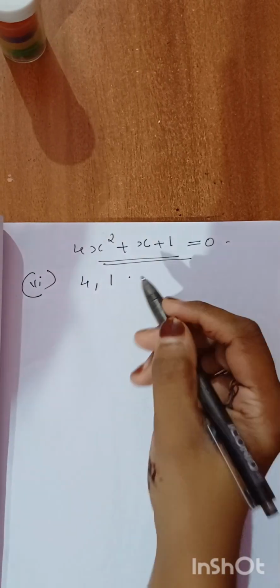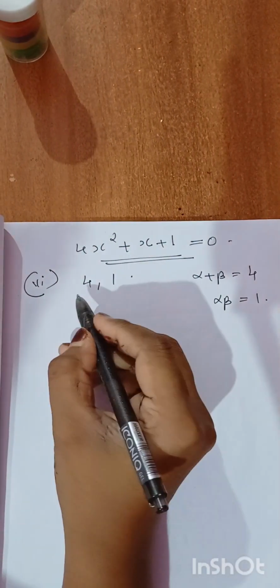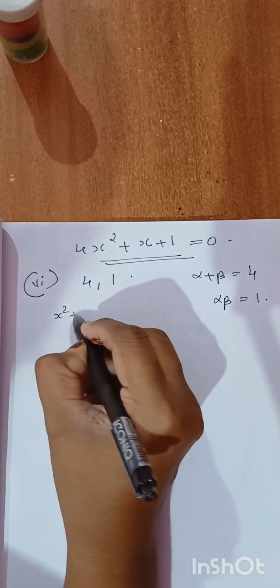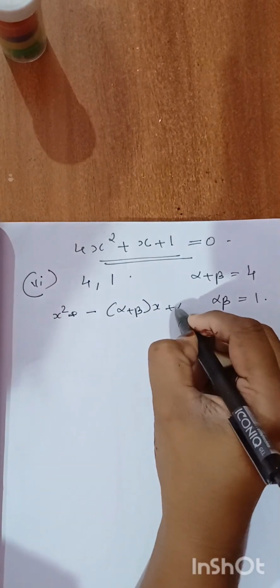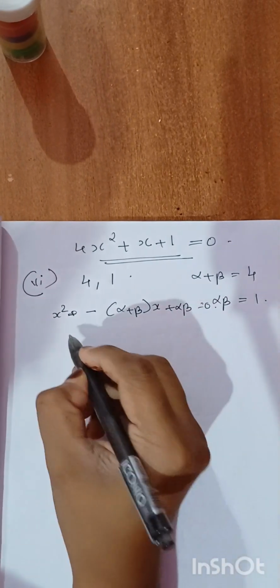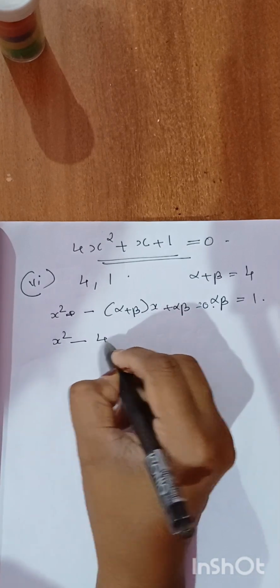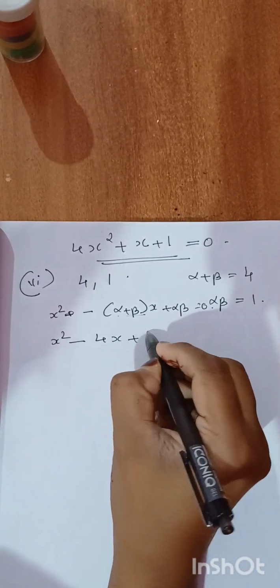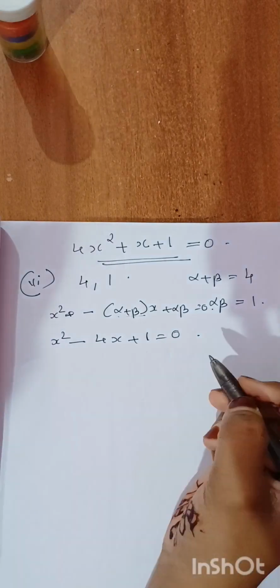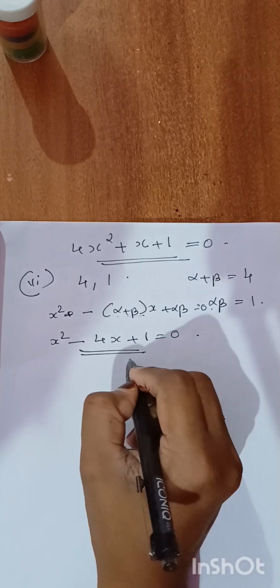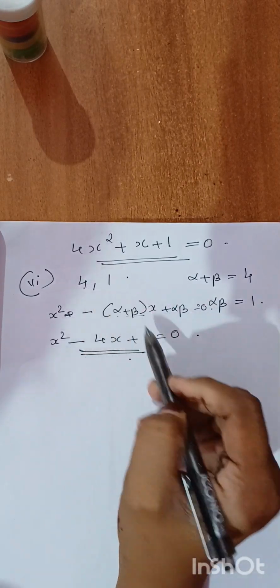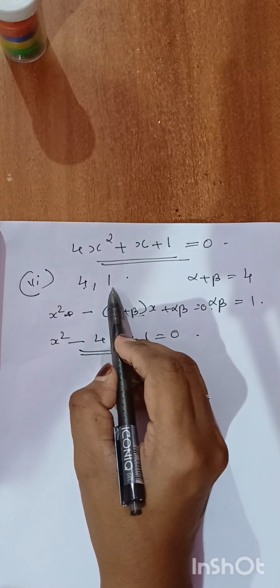The last question given here is 4, 1. That is, alpha plus beta is equal to 4 and alpha into beta is equal to 1. Then write the general form, x square minus (alpha plus beta) x plus alpha beta equal to 0. Then substitute the values: x square minus 4x plus 1 equal to 0. This one, x square minus 4x plus 1, is the quadratic polynomial with the sum of the zeros 4 and product of the zeros 1.